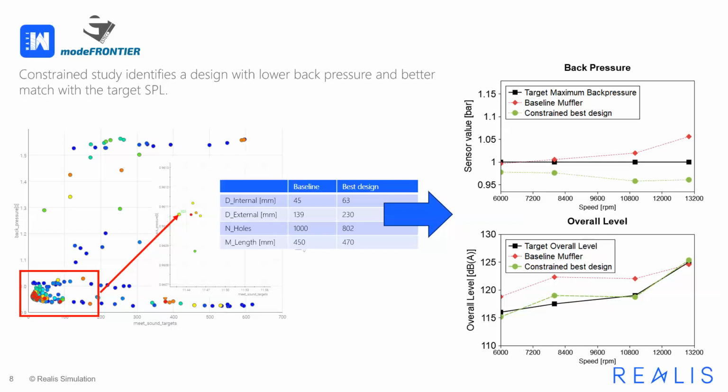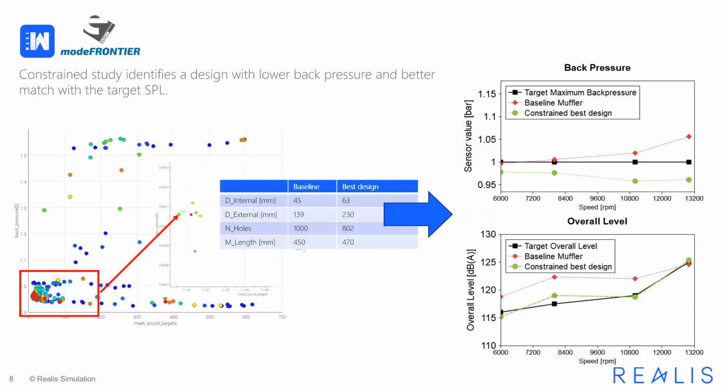The constrained design study performed in modeFRONTIER starts with a baseline muffler with parameters for back pressure and overall sound level shown in red on the plots to the right, and ends up with a constrained best design with back pressure substantially lower than the baseline and below the target of 1 bar, and the sound pressure levels closely matching the designer prescribed target curve.